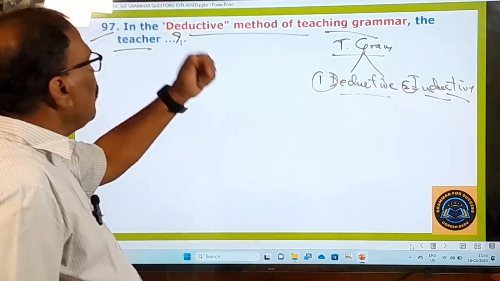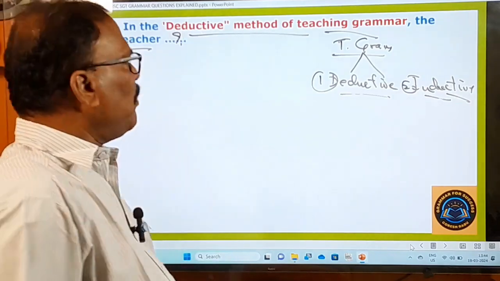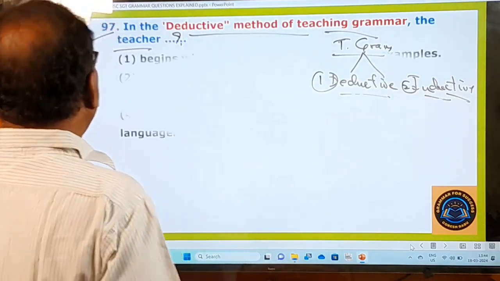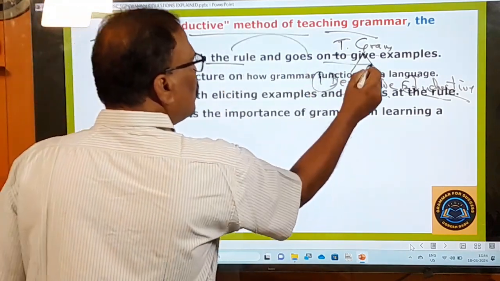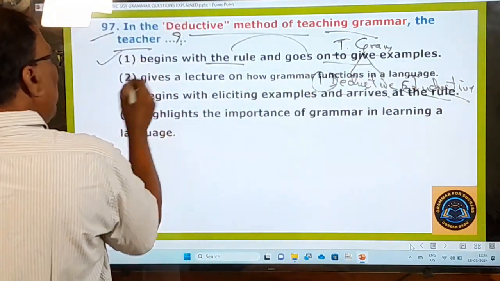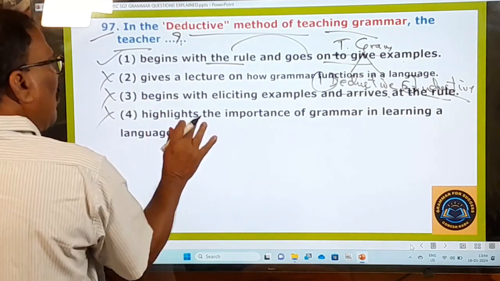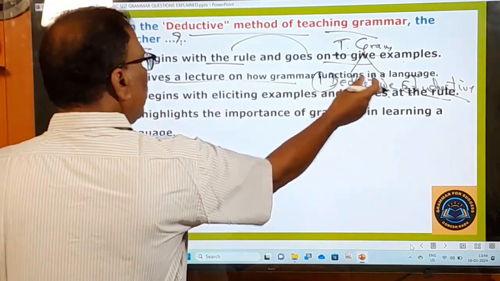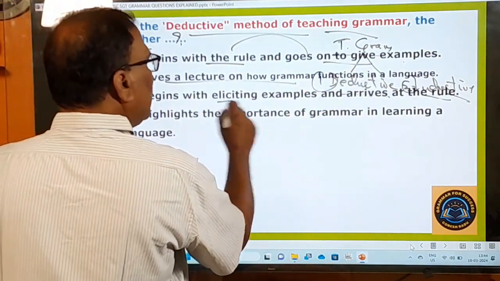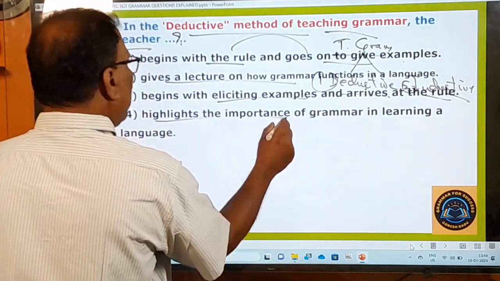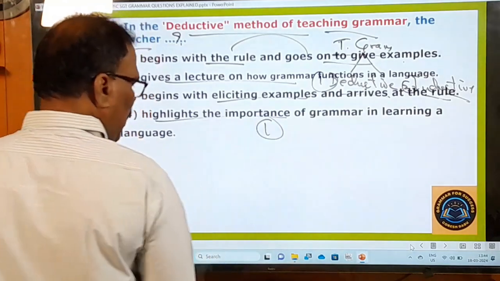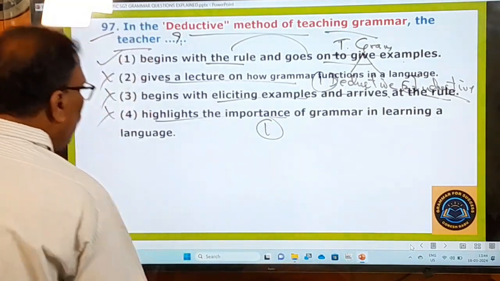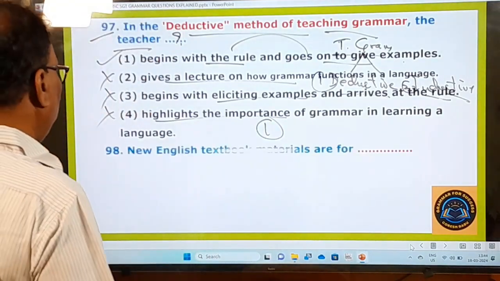So here he is asking you to tell something about the deductive method. What should the teacher do? The teacher begins with the rule, okay, and goes on to give examples. The very first one is the right one. Second, third, fourth are wrong: gives a lecture on grammar functions, no; begins with eliciting examples, no; highlights the importance, no. Only the first one is the right one, right? And now let's move on to the next question.